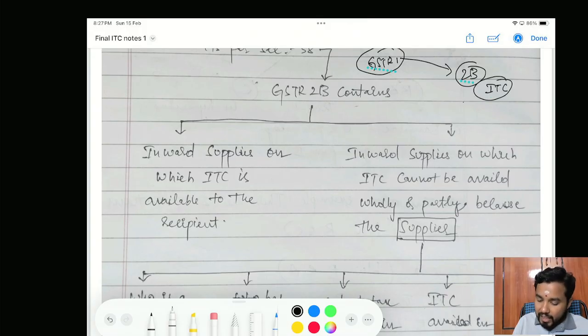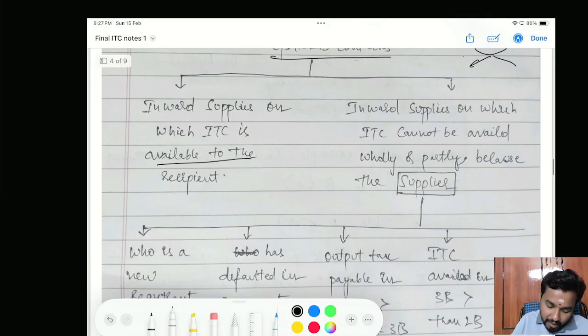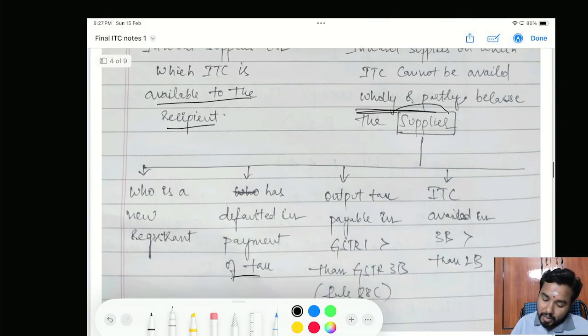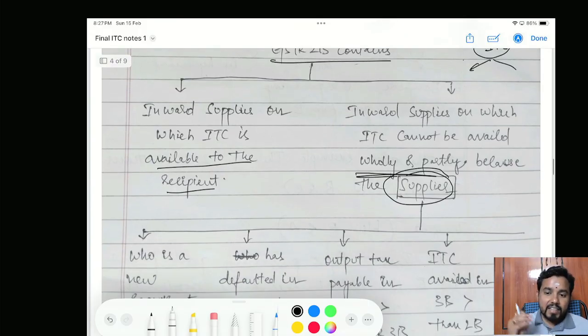Now this ITC has been classified into 2 categories. GSTR 2B contains inward supplies on which ITC is available to the recipient, and inward supplies on which ITC cannot be availed wholly or partly because of the supplier's mistake. So whatever ITC is reflected in 2B is divided into 2 categories. First category, ITC completely available. Second category, ITC wholly or partly not available because of the supplier's mistake, not because of the recipient's mistake.